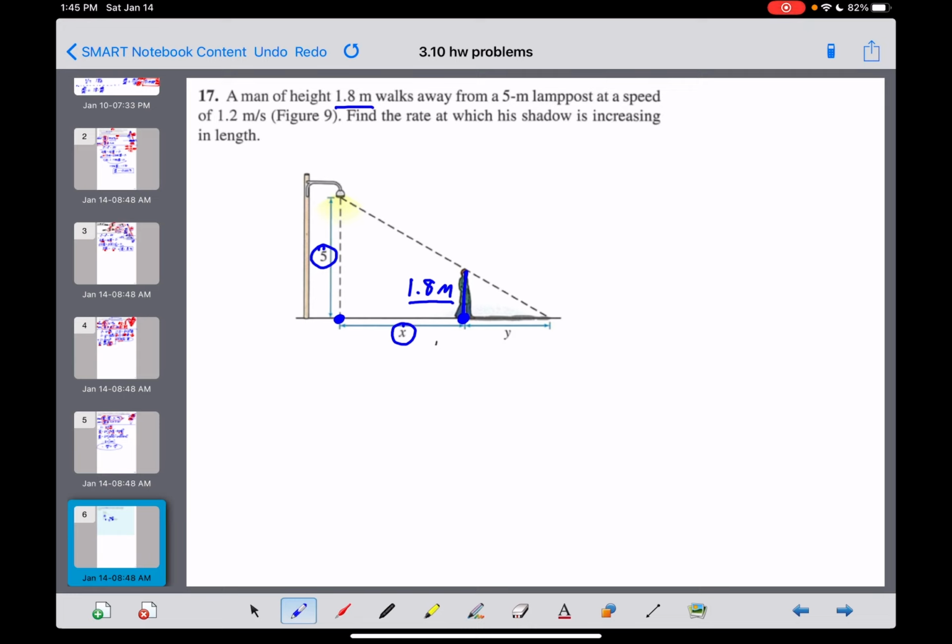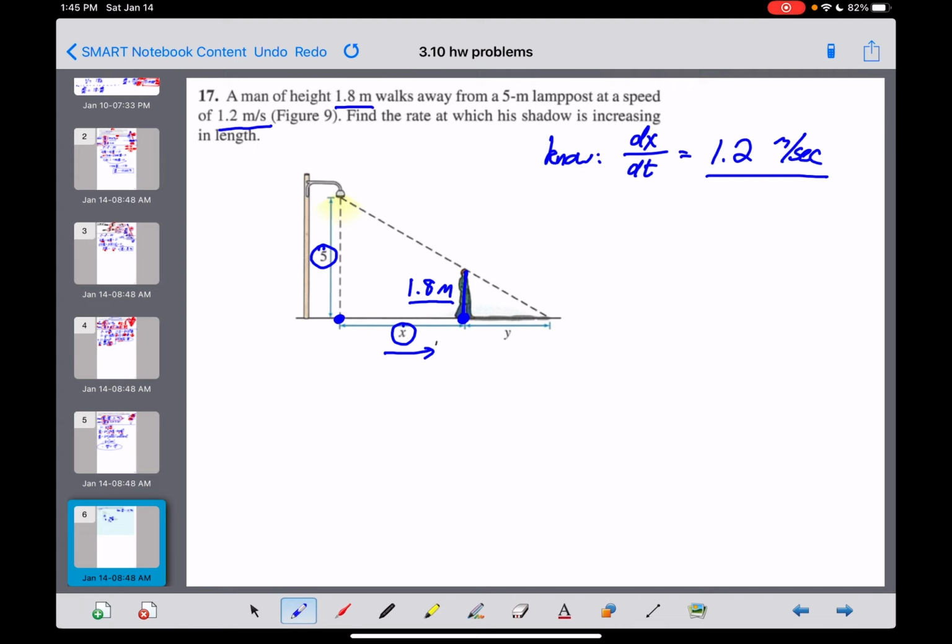And I'm going to stop right there. They tell us in the problem that the man is walking away from the lamppost at a rate of 1.2 meters per second. So that is a derivative that we were just given here, guys. X is increasing at a rate of 1.2. So we know that dx/dt is 1.2 meters per second. And since the man is moving away from the lamppost, X is growing, and it makes sense that that derivative, therefore, is positive. Okay. What else then?